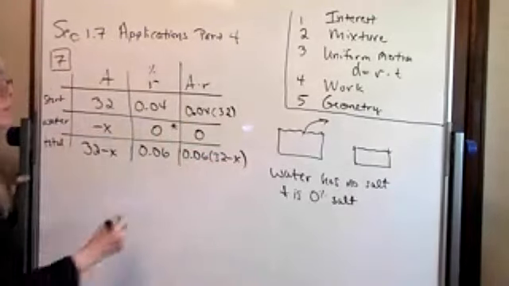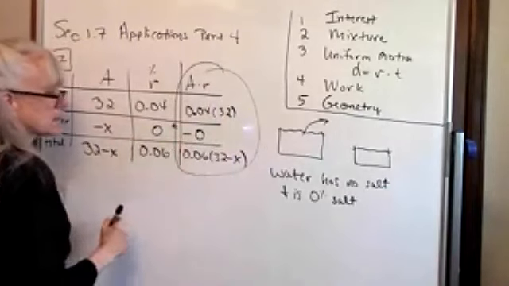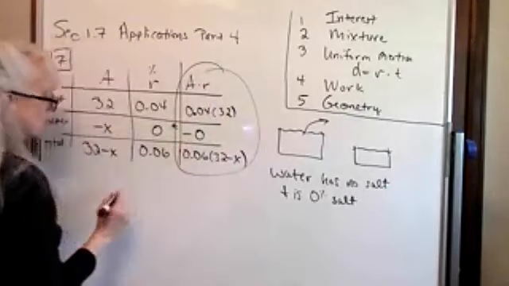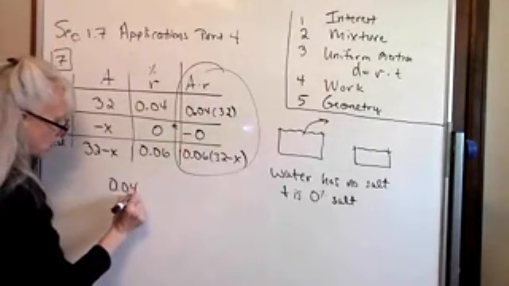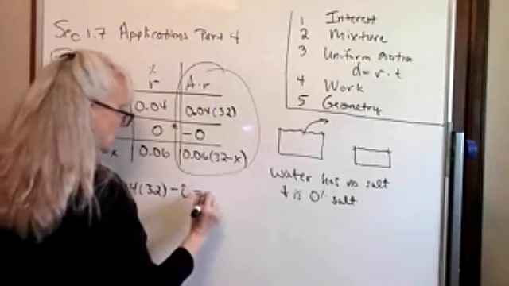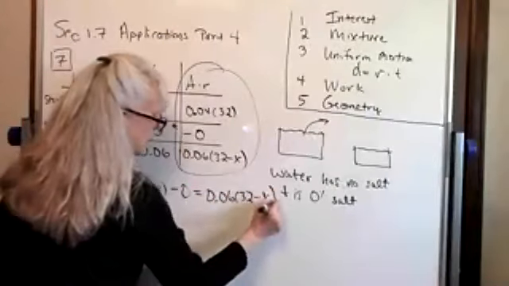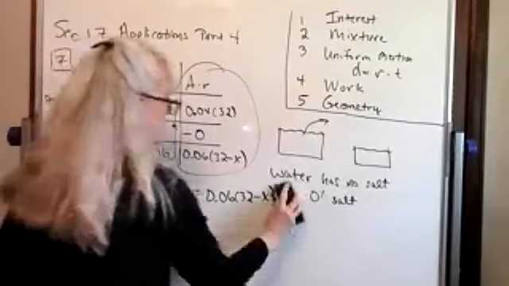Okay, now we'll write our equation. We're going to write it the same way. I do need to recognize that we're subtracting this so that the negatives make some sense to me. So I have the 0.04 times the 32 minus the 0 is equal to 0.06 times 32 minus x. And I'm going to erase this so it doesn't get messed up.